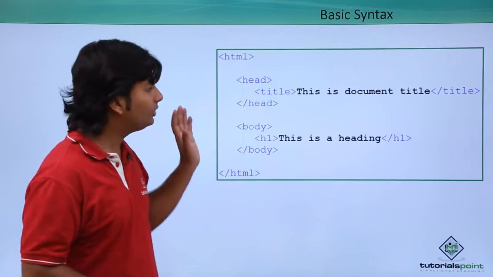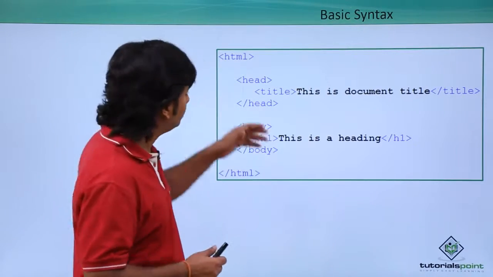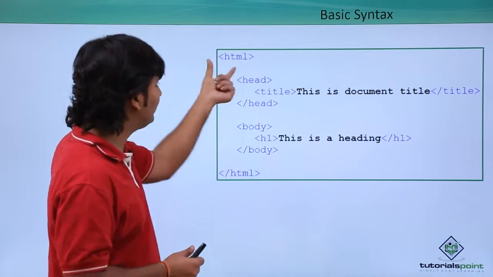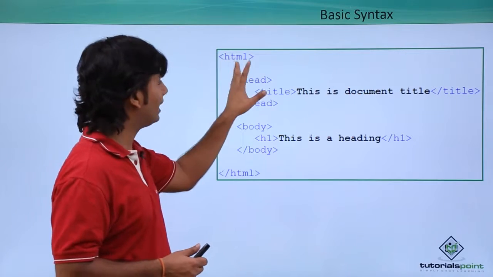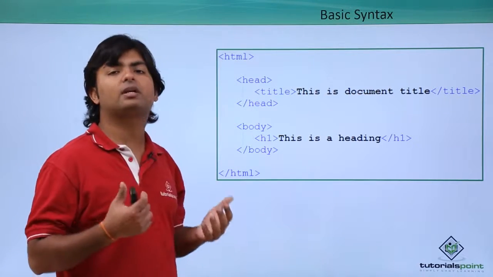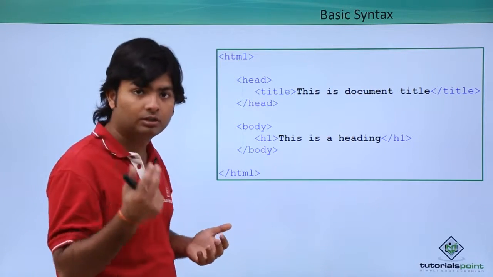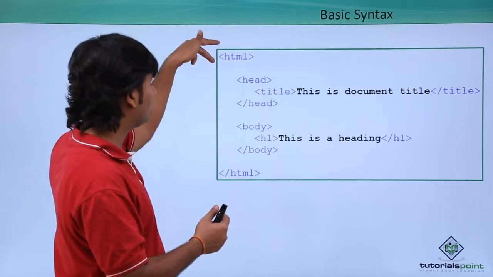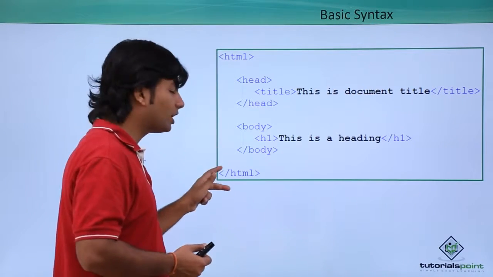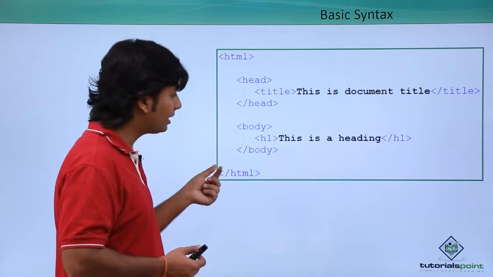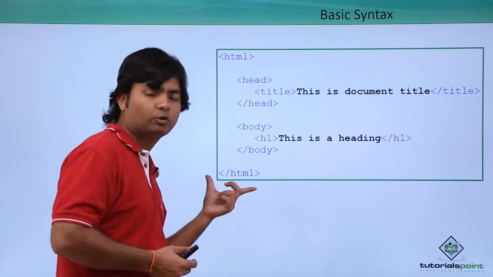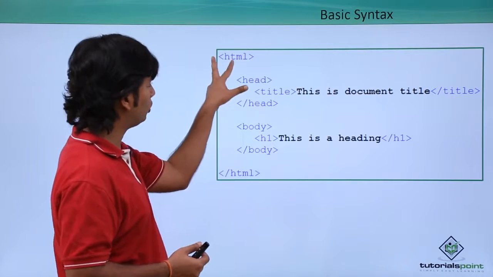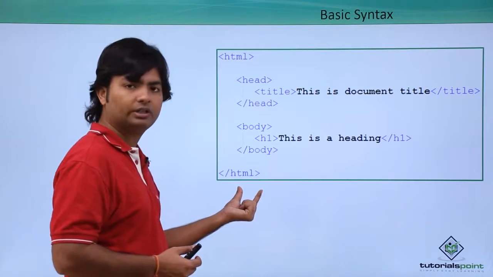So let's see how the HTML looks. Here you can see it's HTML. These are the tags, like the angular brackets I was talking about. Whenever an HTML document needs to be created, we start it with the HTML tag and finish it with the closing tag of HTML. As you can see, the closing tag has a slash just before the name of the tag. This is the opening tag and this is the closing tag.